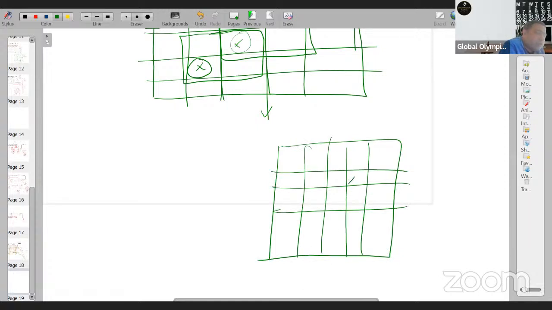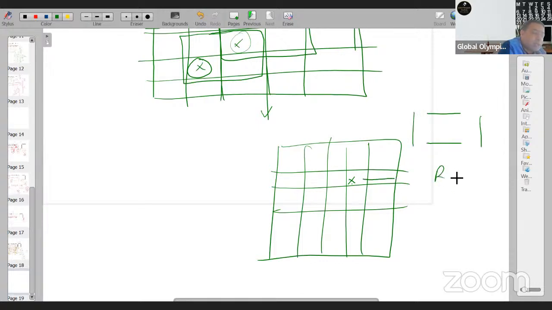Okay. So let's say you have a cross here. I say, how many of the rectangles will contain this one? So understand this. A rectangle is made up of a combination of horizontal lines and vertical lines. So you will count how many vertical lines are there to the right.